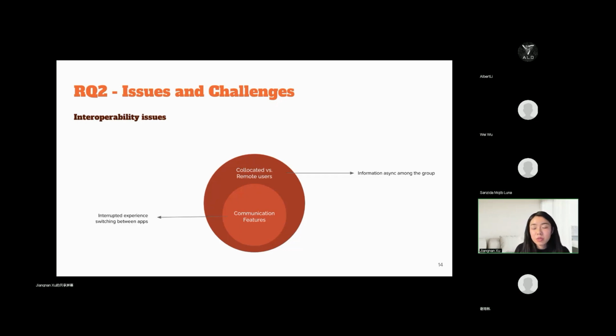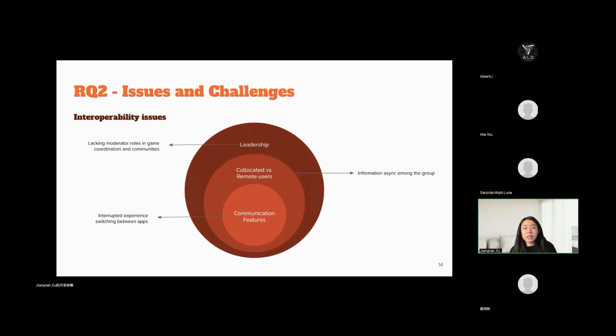Co-located versus remote users have different amounts of information when they play the game. Many users mentioned that when they played in person, they had very smooth communication with other players. They can talk to others, they can have eye contact, they have body language, but they just ignore the online users, not intentionally, but because it is not convenient, because we mentioned the interrupted experience of swapping between the apps. So this caused unfairness, and people don't like the hybrid space experience because of that.